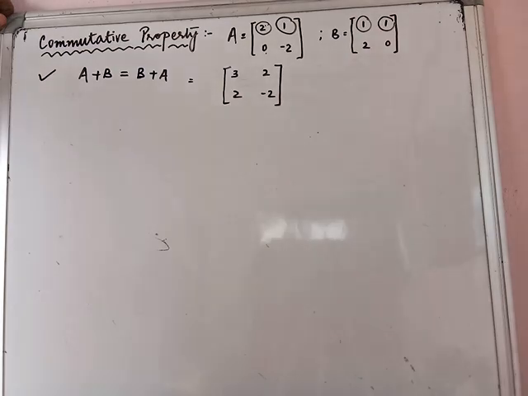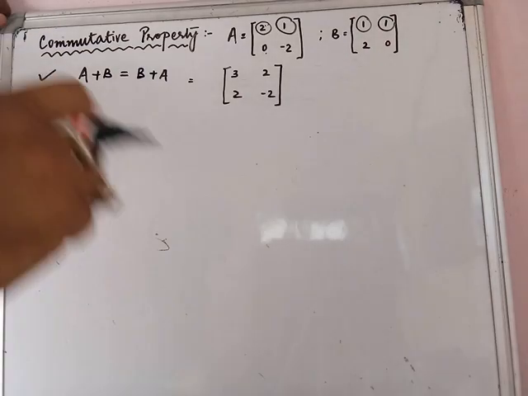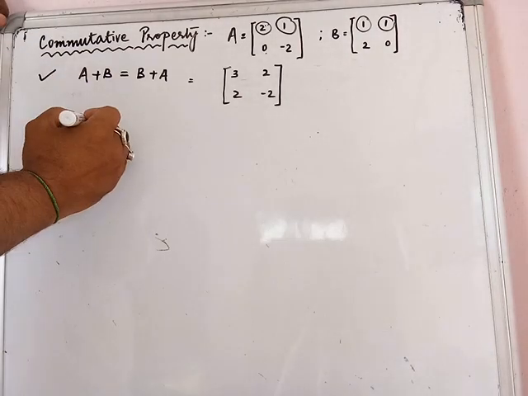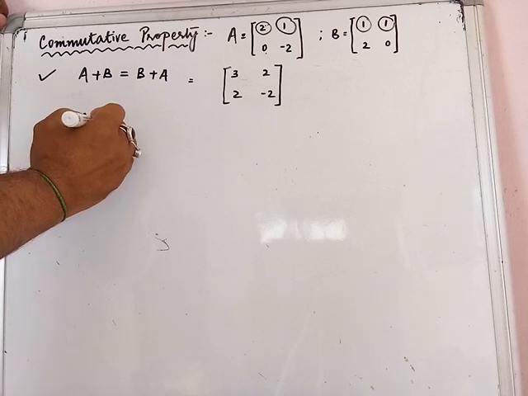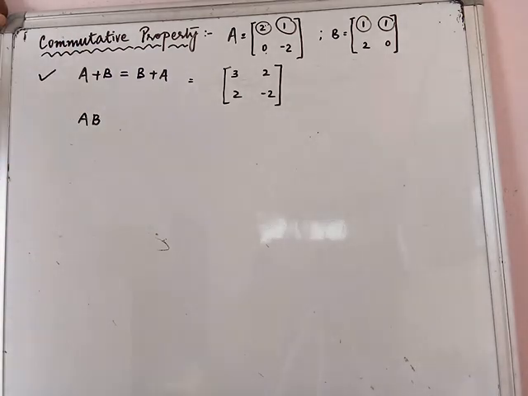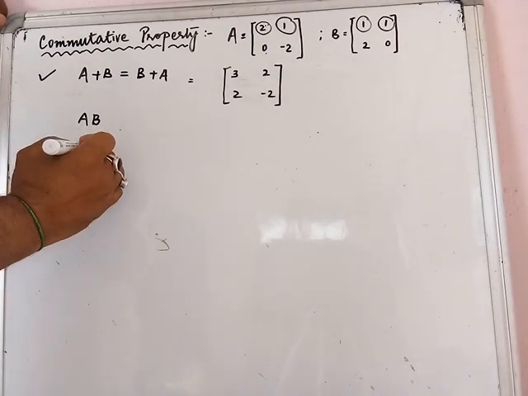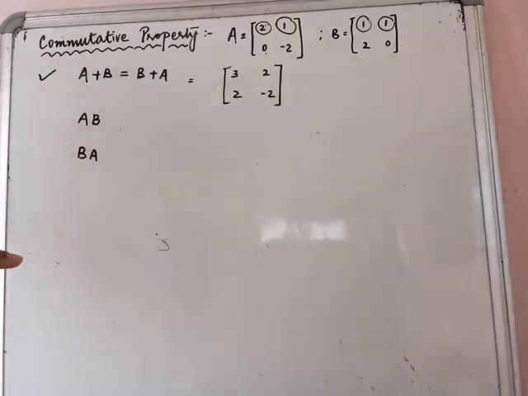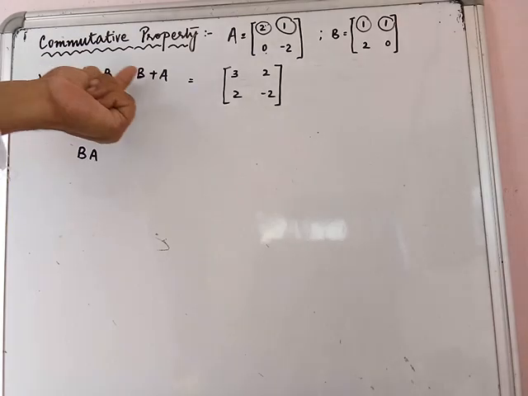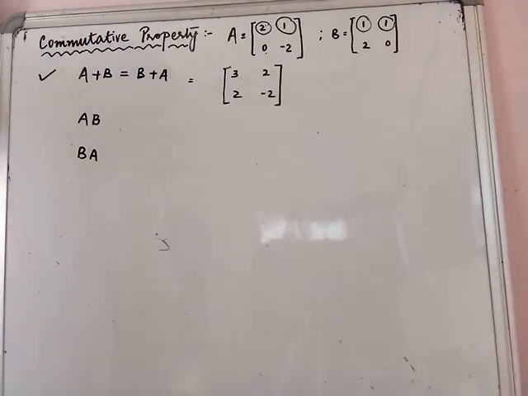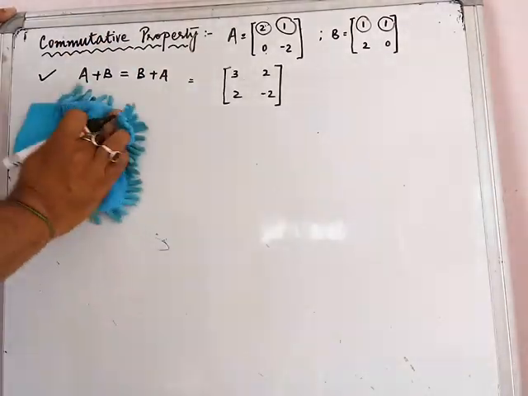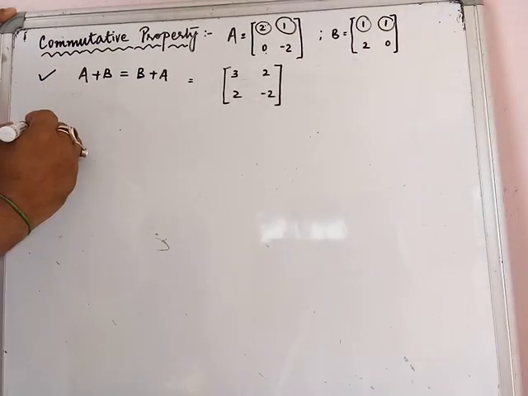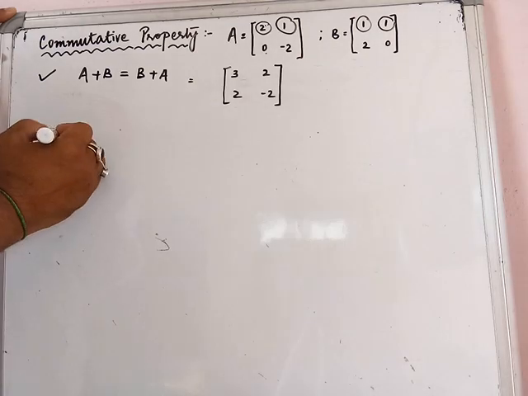But let us check if it applies for matrix multiplication also. That means we will first find out the product of A and B, and then the product of B and A, after reversing the order, and we will see if they are equal to each other like it was in the case of matrix addition. So let us first talk about the matrix multiplication where we have A in the first place and B in the second.